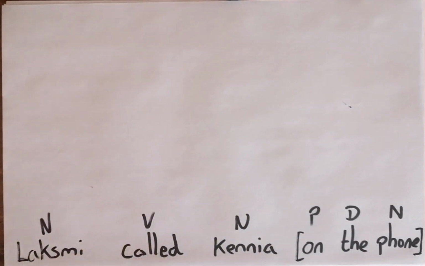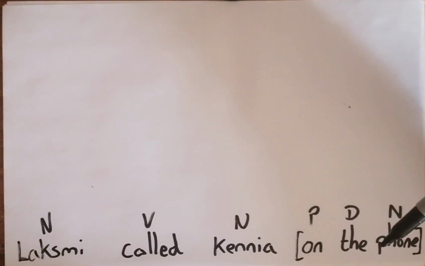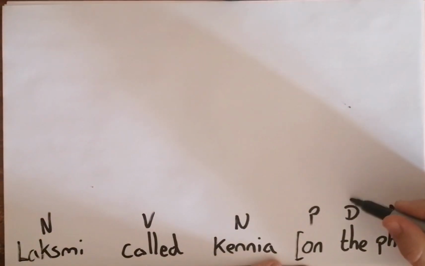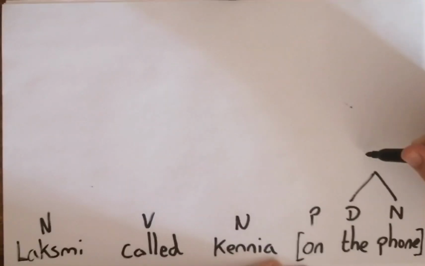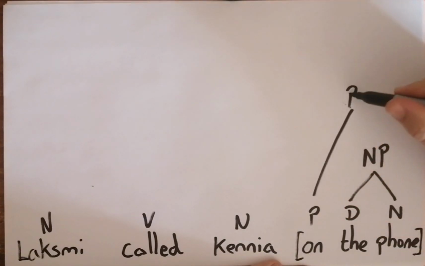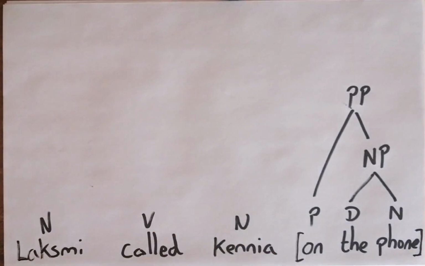Now the question is, is on the phone directly related to Kenya? And I would say kind of, but not like 100%. In what sense do I mean that? Well, I think on the phone is like a prepositional phrase. So let's bring this up to the NP level. And then we have this PP level. All right, so the prepositional phrase. So now we've got on the phone. That's nice and complete. Okay, so now what we need to do is deal with this verb phrase.